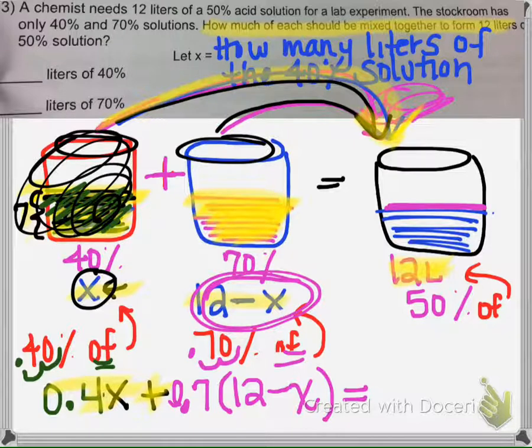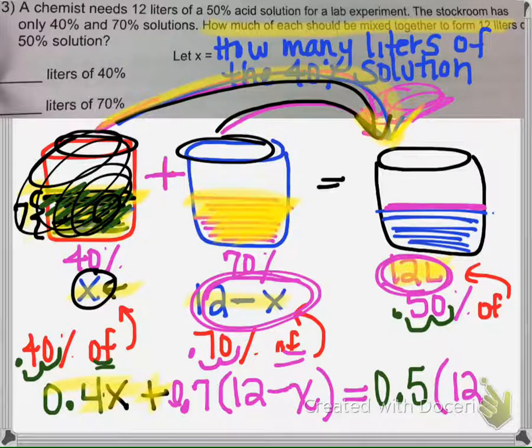And all together, it should equal 50%. So I'm going to move the decimal over twice. So we get 0.50, but we don't need that 0 at the end of a decimal. And half of it, half of the 12 liters should be acid. So half of the 12 liters.